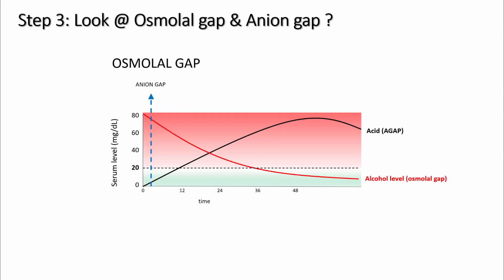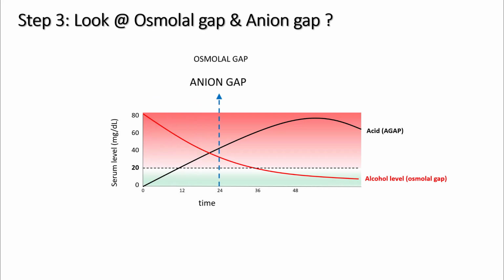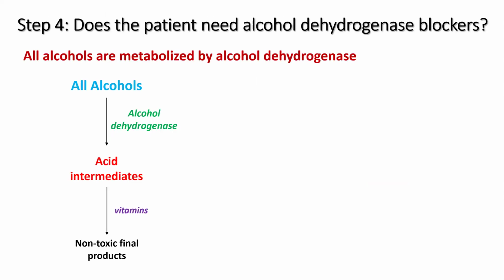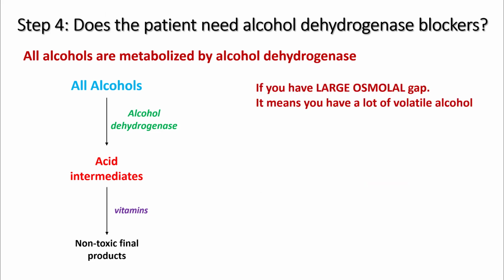So very early in presentation, you will have high osmolar gap and very low anion gap. However, as time progresses, these alcohols will be metabolized into their respective acids and your anion gap will increase while your osmolar gap will decrease. All alcohols are metabolized by alcohol dehydrogenase.